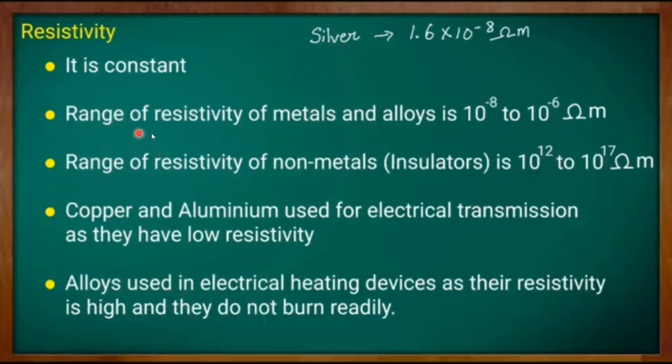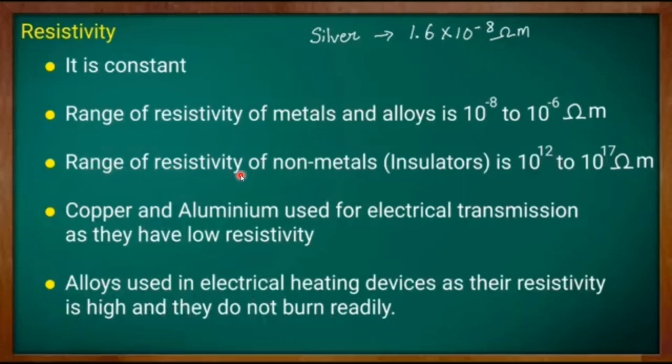Then what is the second point? The second point says the range of resistivity of metals and alloys is 10 to the power of minus 8 to 10 to the power of minus 6 ohm meter. What it implies, children? The metals and alloys will have less resistivity. That means they allow more charges to pass through them. When you compare metals and alloys, the alloys have much higher resistivity compared to metals. Okay.